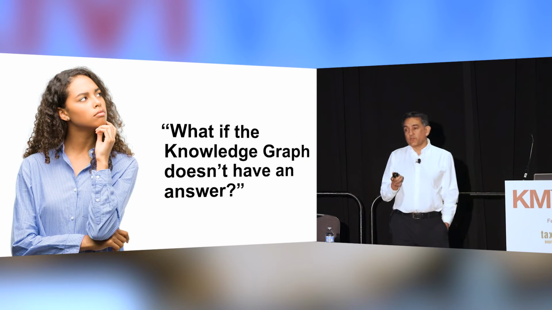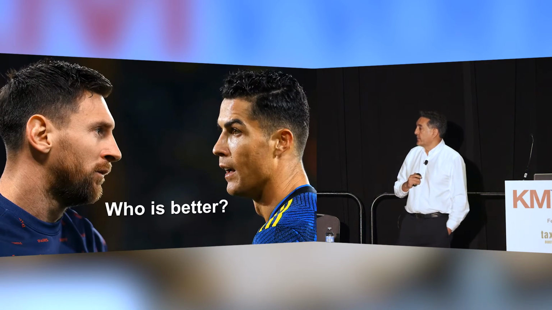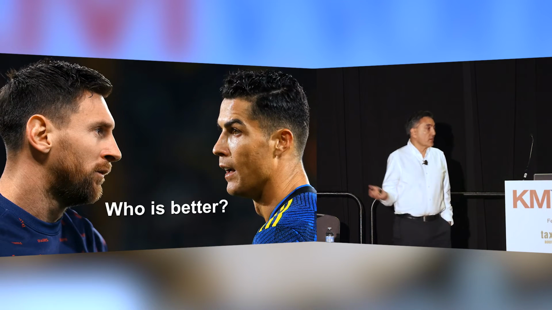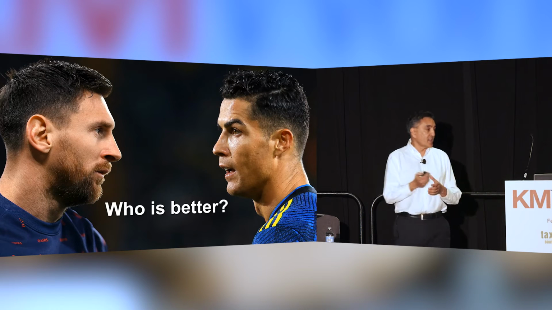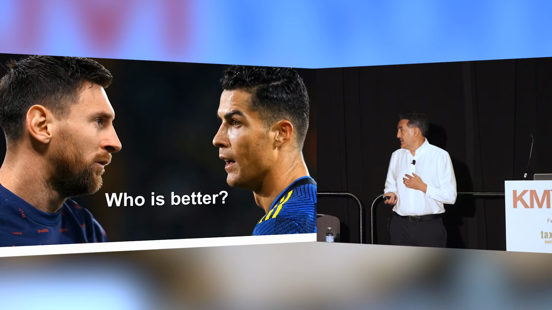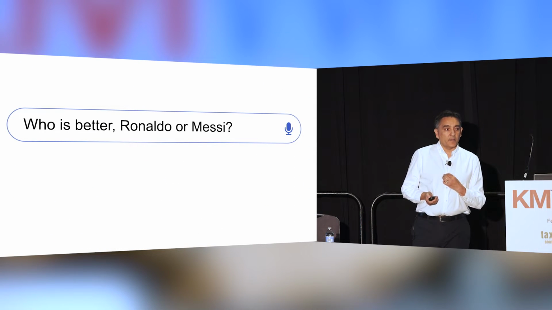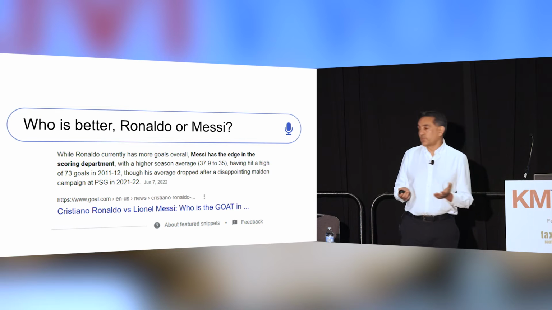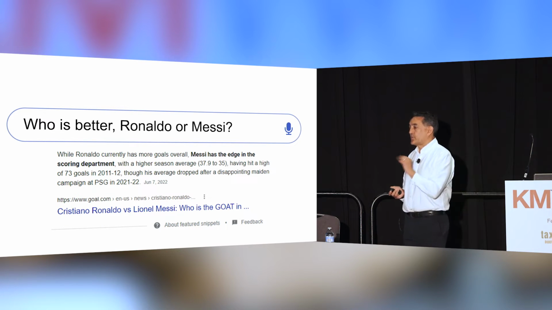But what happens if the knowledge graph doesn't have an answer? What if it's not in there? So here's another question, right? Who is better from these two amazing athletes? Well, you can ask that question, but it's very subjective. And so we're using a different technology to answer this. We're now using what we call extractive answers.